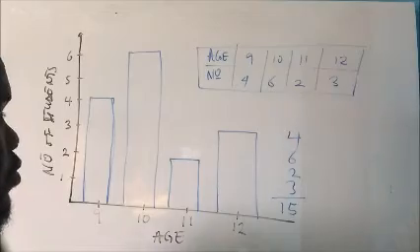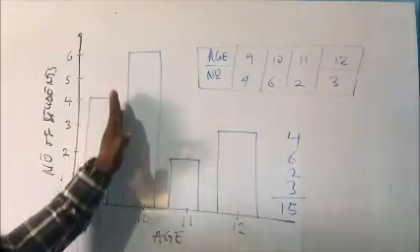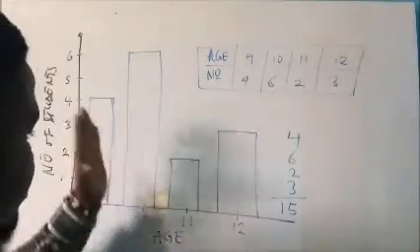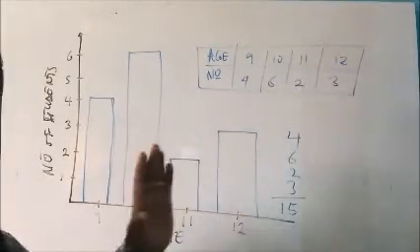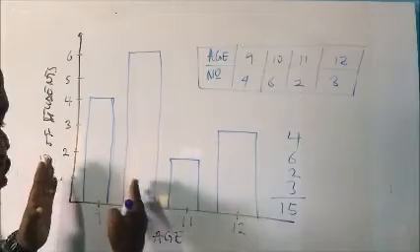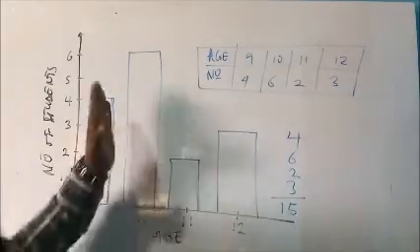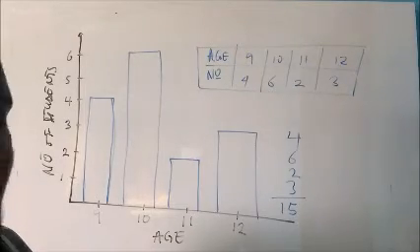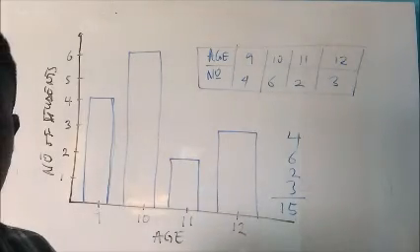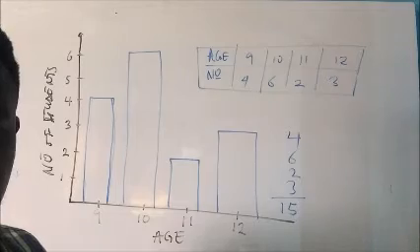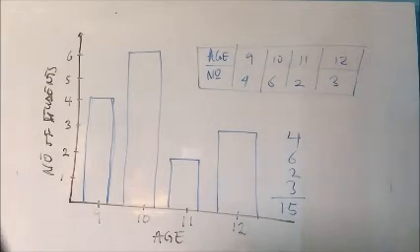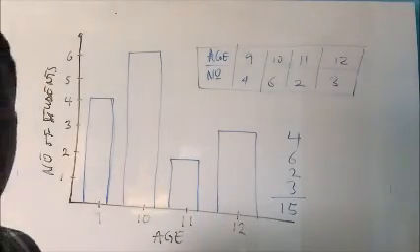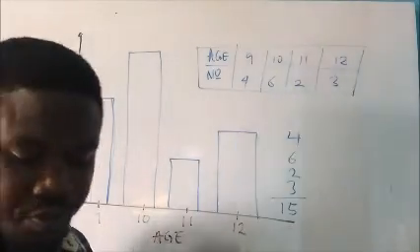Take note, with the bar graph, we have spaces between the bars. And those spaces are the same. You don't leave 2, then here you leave 1. No, they should be the same. The spaces between them makes it a bar graph. If you don't leave a space between them, that is a histogram. So please take notes. So this is how you present information on a bar graph.